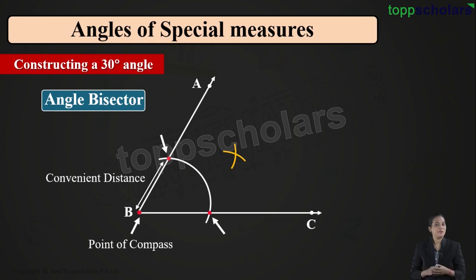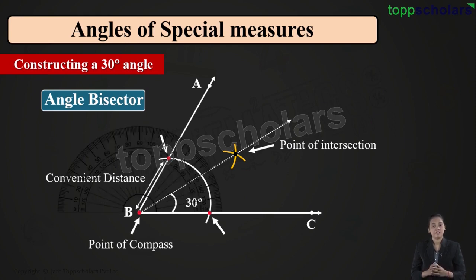Now, our work is almost done. What will be the next step, students? The next step is nothing but, we have to join it. So, this is what, students? Yes, this is the point of intersection. The next step, joining it. So what we got? We are constructing an angle of 30 degrees. See, it is an angle of 30 degree.